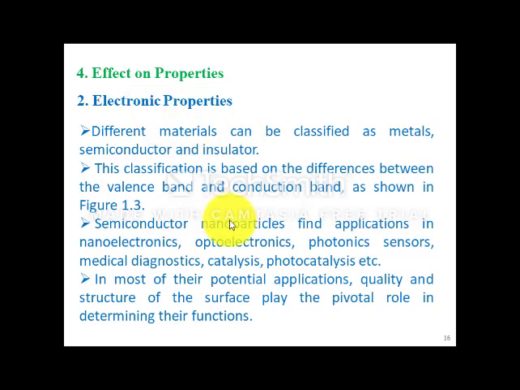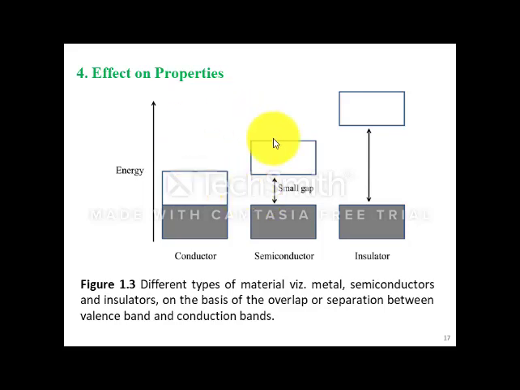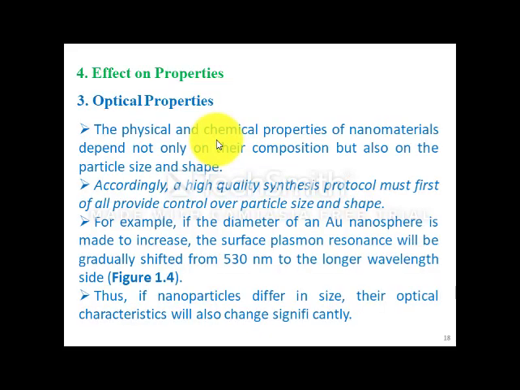Then electronic properties. It has been observed that materials are of three kinds: metals, semiconductors, and insulators, and semiconductor nanoparticles find applications in different fields like nanoelectronics, optoelectronics, photonics, sensors, medical diagnostics, and others. Then this is the picture for metal, semi-metal, and insulator. Metal is also called conductor, and semi-metal is also called semiconductor, and then insulator. There is a band gap between the conduction band and valence band, which makes them different from each other.